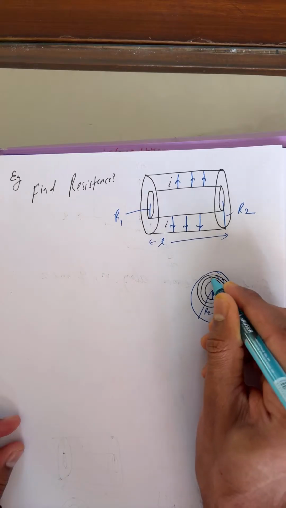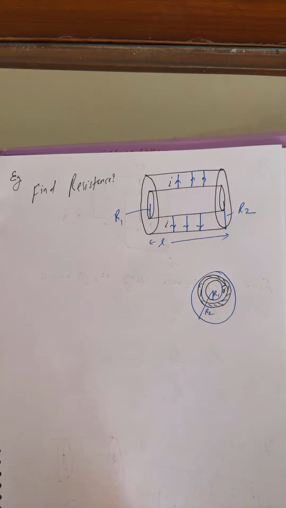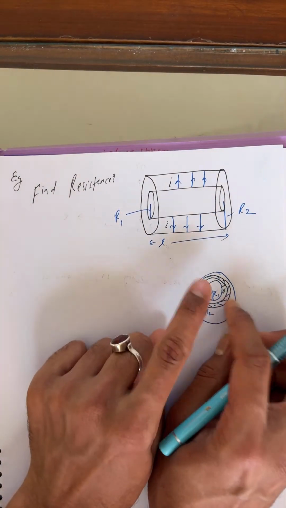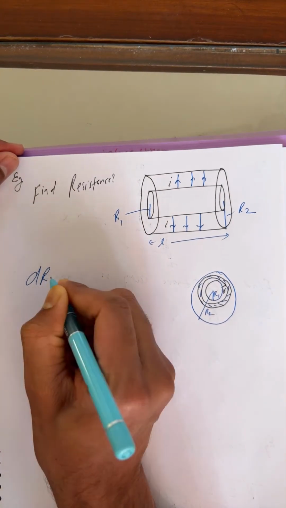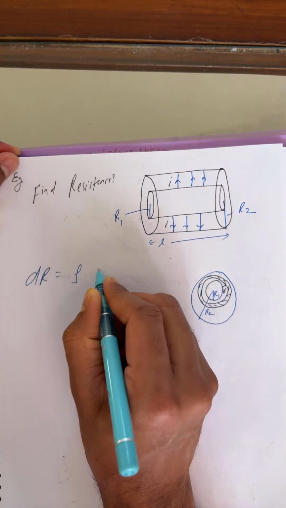We have to move R and take element dr, right? So this beta, this is the elemental resistance only for this ring. So what is this beta? The formula I'll use is the same only. R is equal to rho L by A.